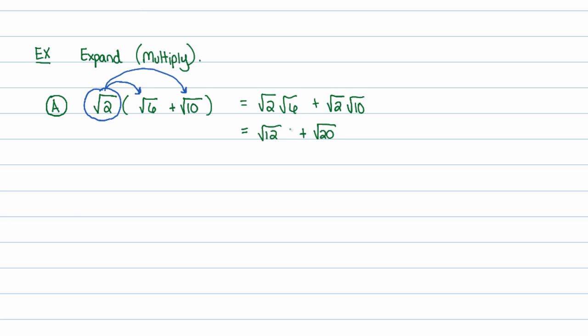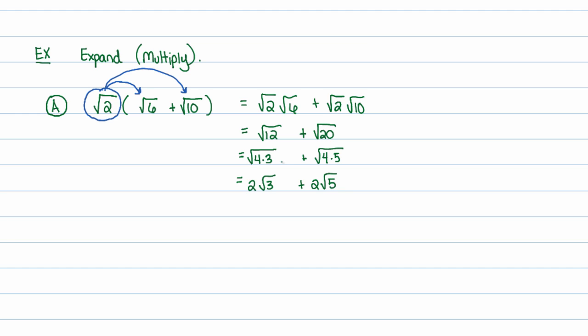And now, once you reach this point, you want to simplify each radical. So let's see if we can do this. The square root of 12, I know 12 can be written as 4 times 3. 20 can be written as 4 times 5. So the square root of 4 will give me 2 of those root 3's, plus the square root of 4 will give me 2 of those root 5's.